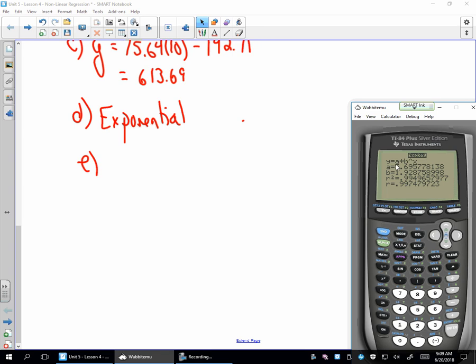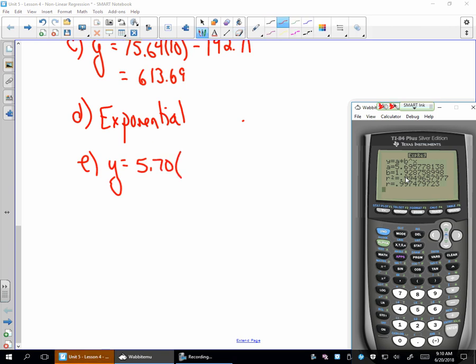Okay, at the top, it gives us our model. So a times b to the power of x, where a and b are here. And here is our r² value, our coefficient of determination. So if I was writing out the model, y equals 5.695, I have to call it 5.7, rounded off to 2 decimal places, and 1.93 is my b value to the power of x.